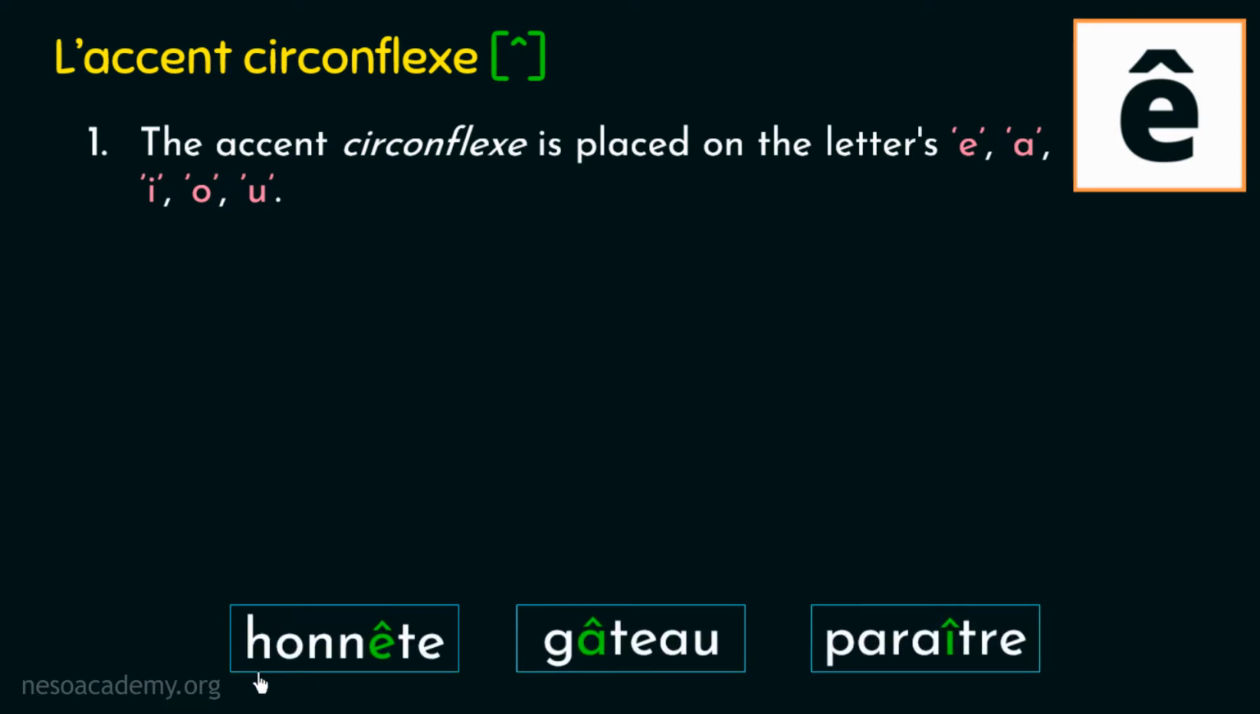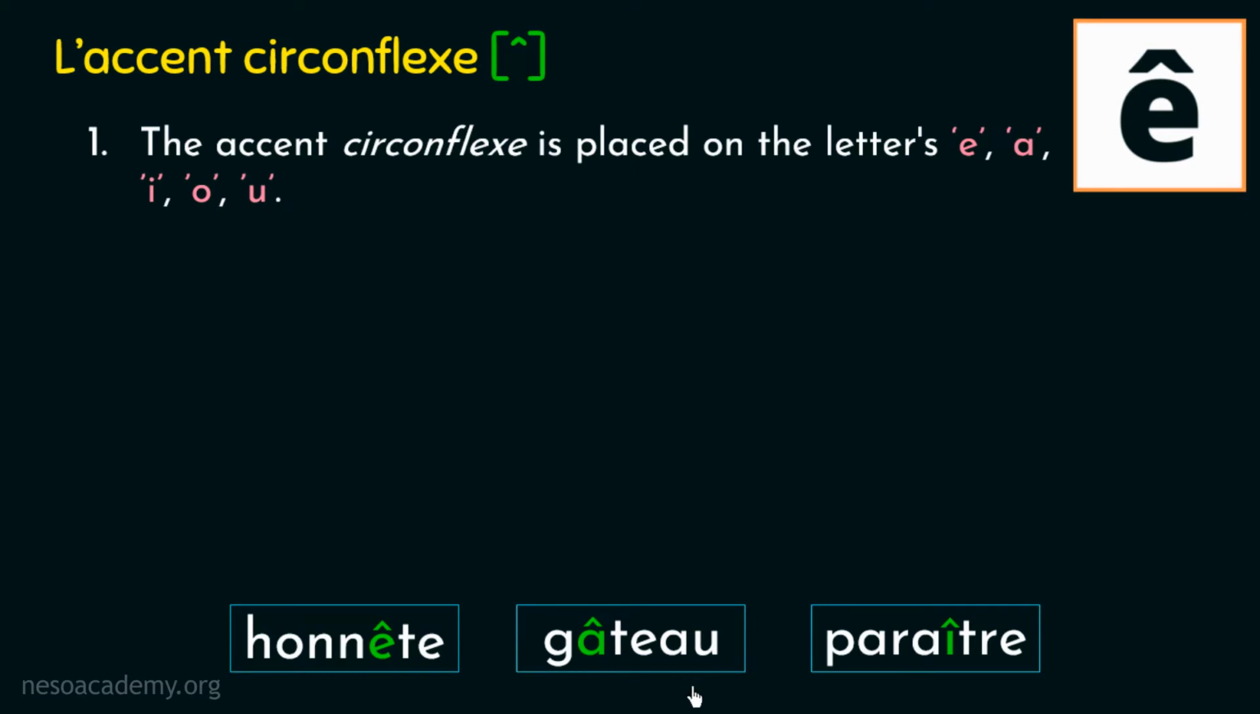Check out the very first example. In French, we pronounce it as honnête, honnête. So in this example, you can observe that the accent circonflexe is placed on the letter E, right? Now look at this second example. In French, it is pronounced as gâteau, gâteau. So in this example also the accent circonflexe is placed on the letter A.